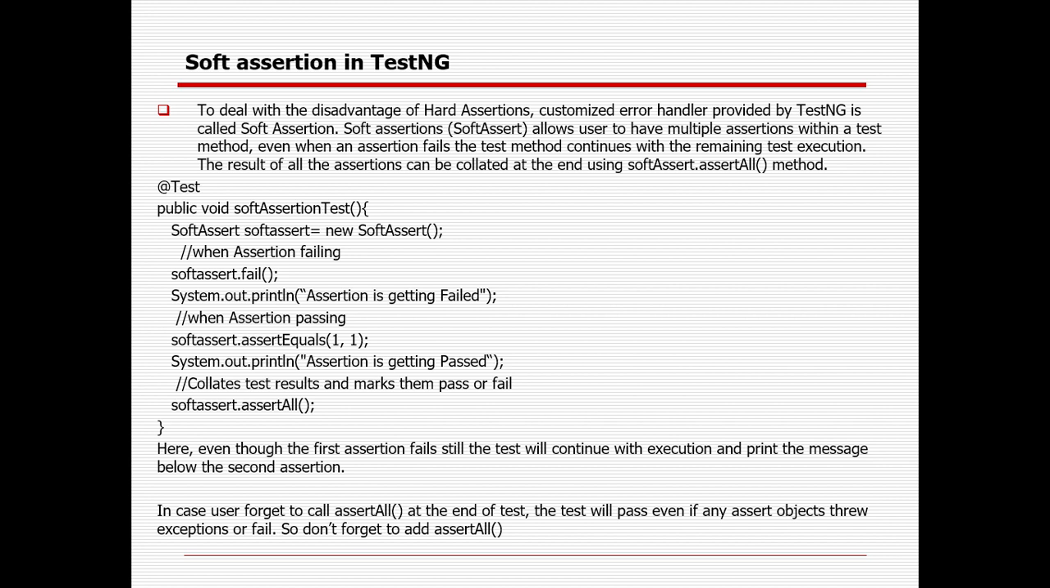So whenever you are using soft assertion, at the end you need to use assertAll. Otherwise, though your test case is failing, it will still show as a pass. So let's try to implement the soft assertion, right? I need to create an object, an instance, of the SoftAssert class here.